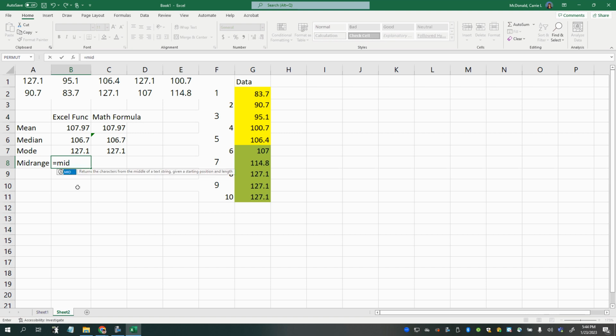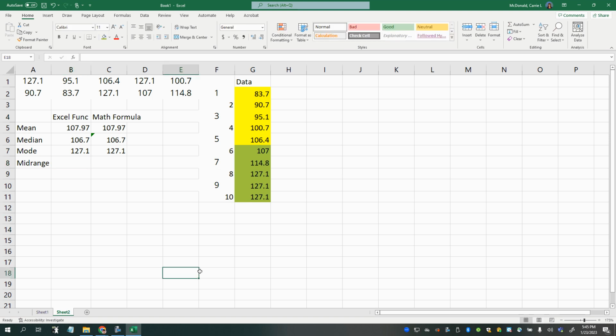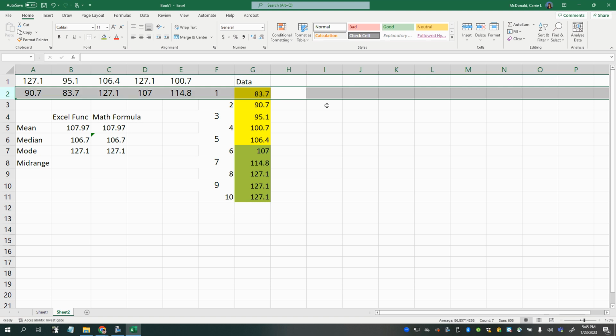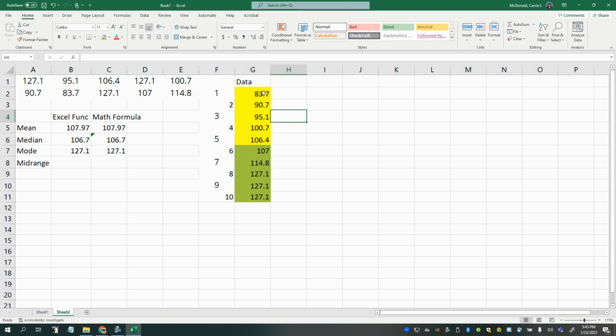Let's see, MID returns the characters from the middle of a text string given a starting point and length. That's going to be more complicated than it's worth, and I've never even tried that either. But remember, midrange is just the midpoint between your minimum and your maximum. Well, your minimum, since we have our data values sorted, we can see is 83.7, right?